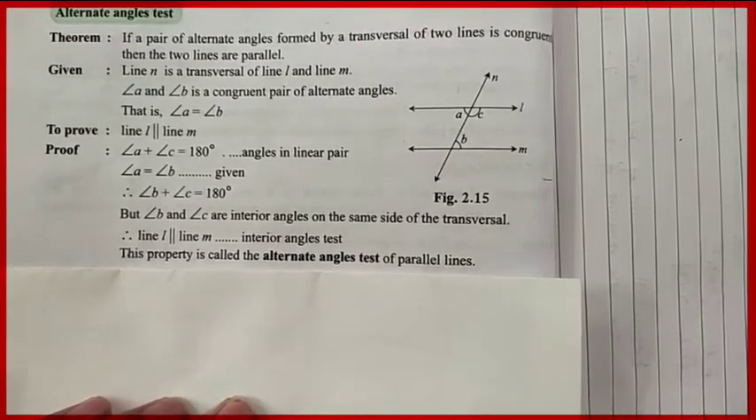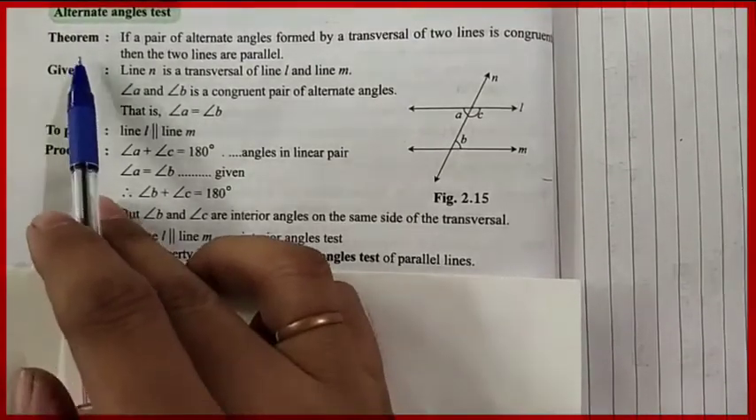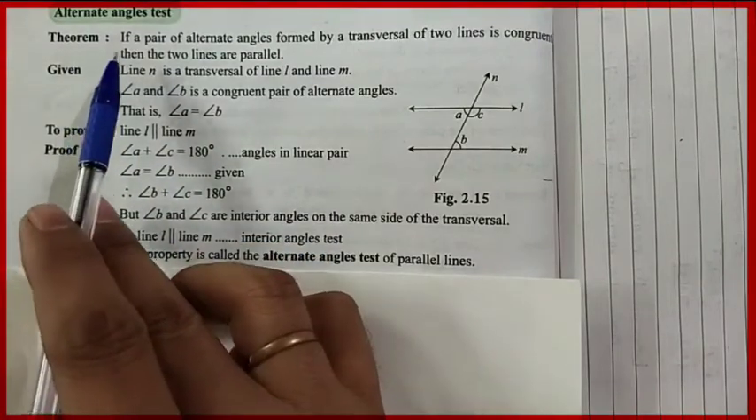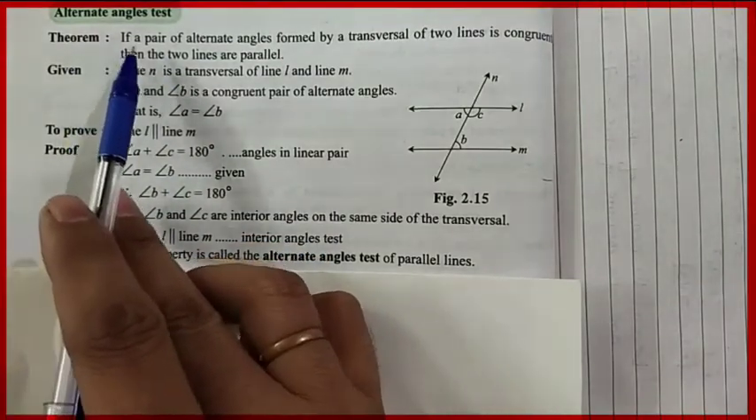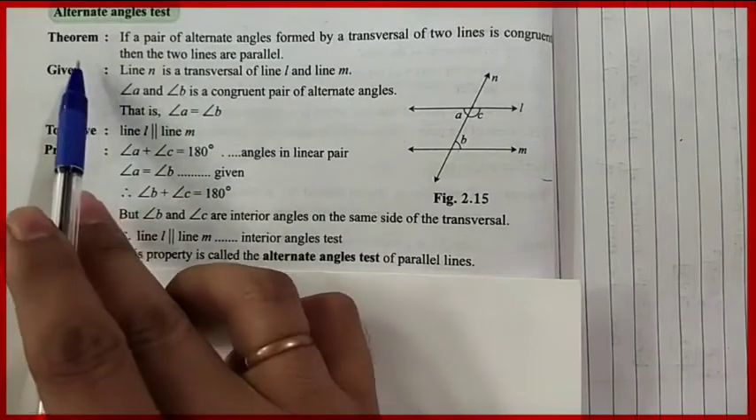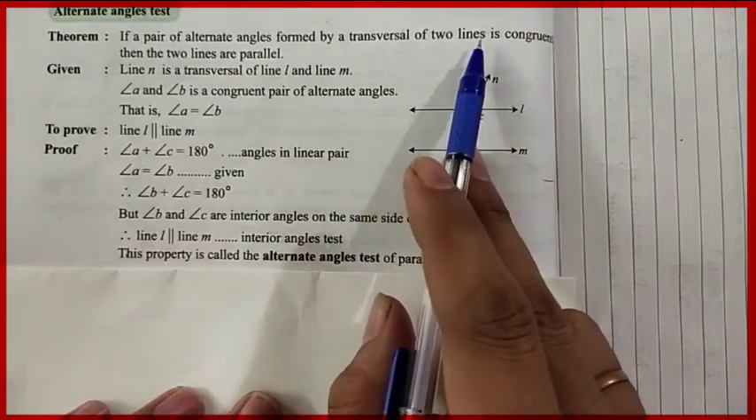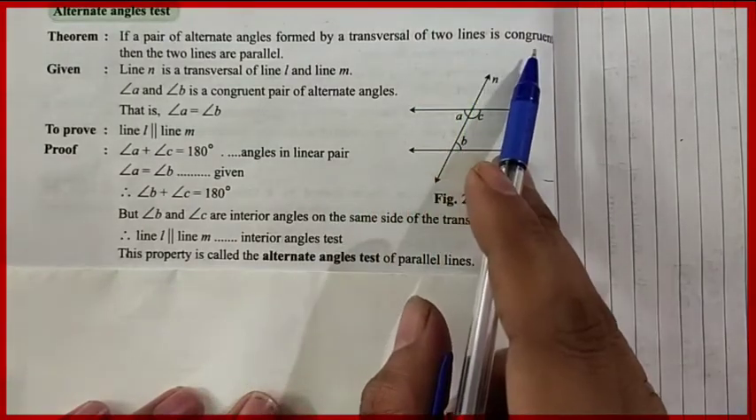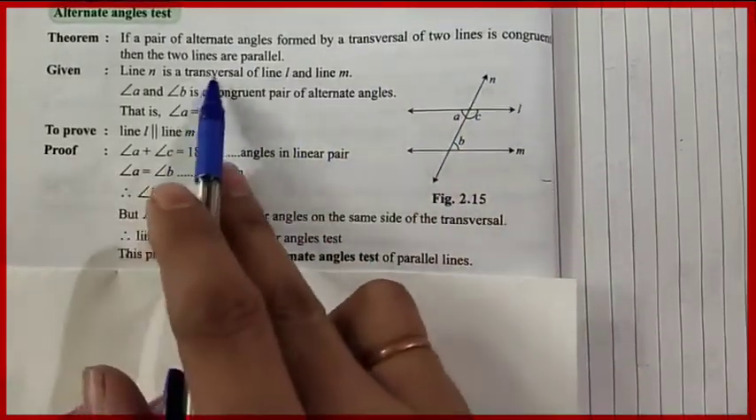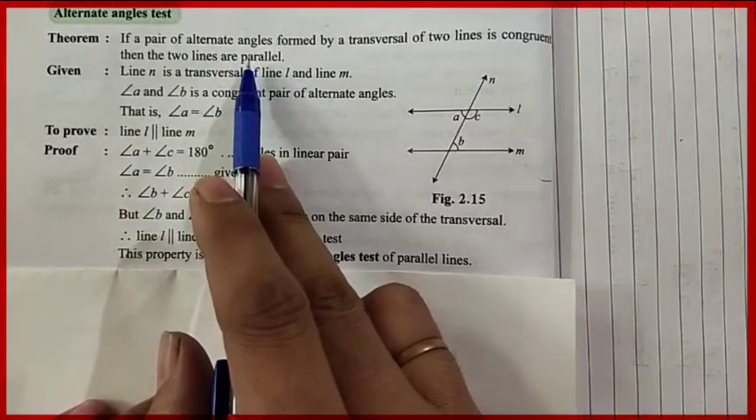Now we will understand the alternate angle test. This is the theorem for alternate angles, whether they are equal or not. The theorem statement says: if a pair of alternate angles formed by a transversal of two lines is congruent, then the two lines are parallel, that we have to prove.